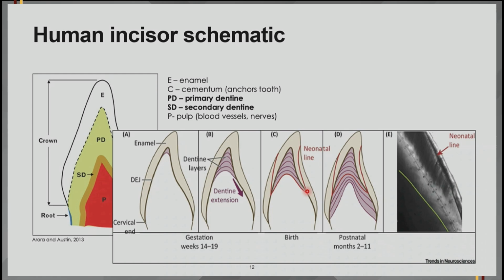And so when the child is born, there's this formation of a neonatal line. And so you can backtrack and look at the layers of dentine and enamel that were laid prior to birth and the layers that were formed after birth. So it acts sort of as this anchor, so that we can do a timestamp and then calculate pre-birth and post-birth and look in those layers and see what exposures were like.